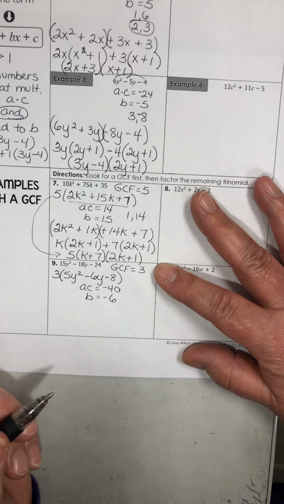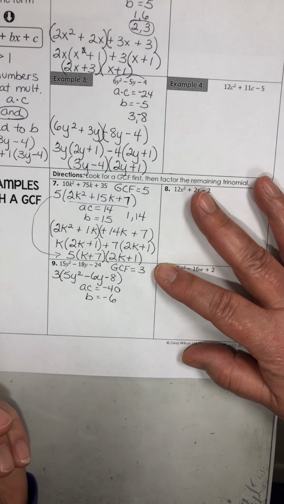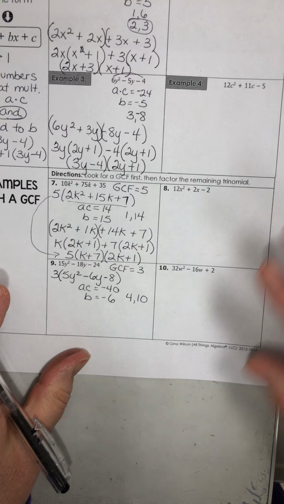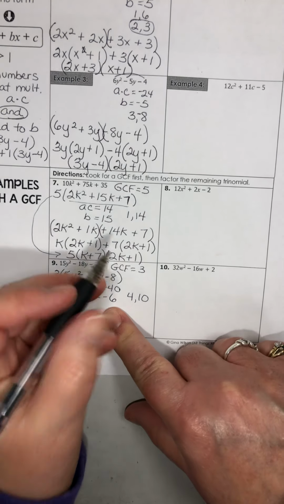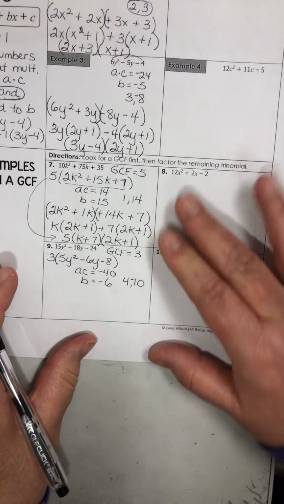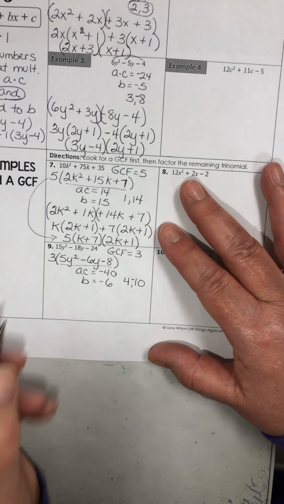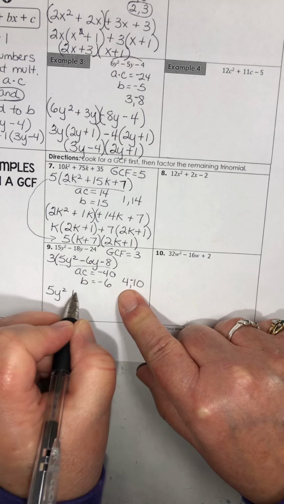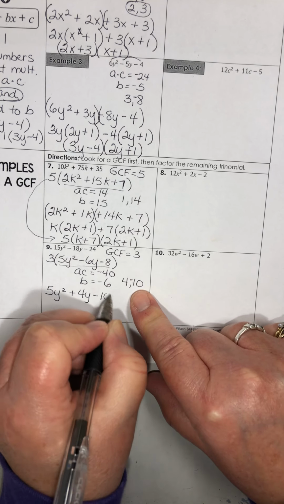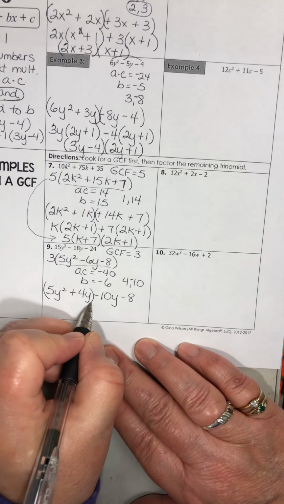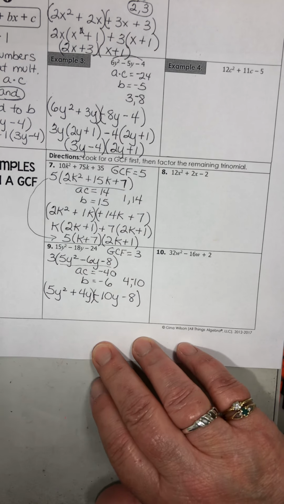Okay, so let's see. Let's start with 1 and 40, 2 and 20, 3 doesn't work, 4 and 10. 4 and 10 has promise, so let's start with that. Okay, so I wanted to add to a negative 6, and so that would have to be a negative 10. All right, so let's go down and factor this trinomial here. So let's start with 5y squared, and we're going to do a plus 4y, a minus 10y, and go back up and pick up that minus 8, and factor by grouping.